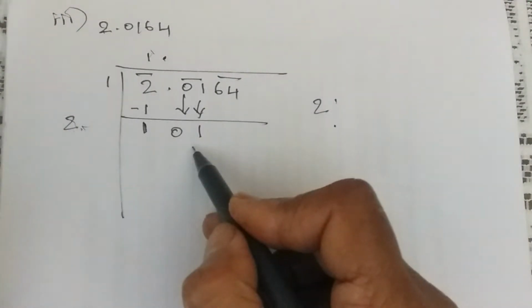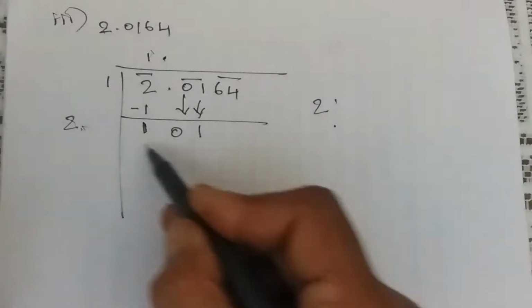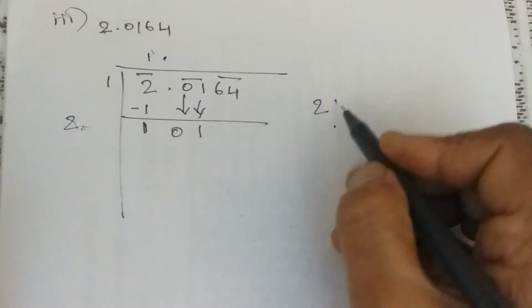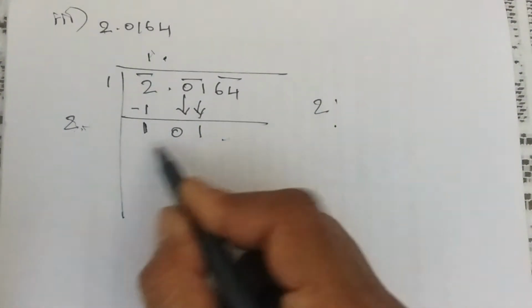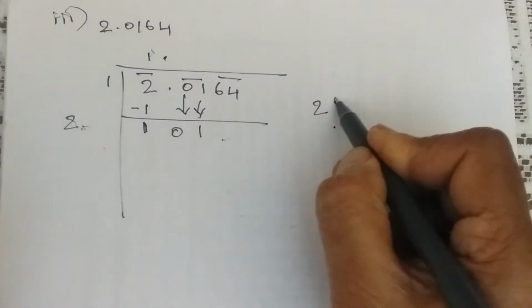See, this is not the last number. We have one more period to bring down, so we won't get the exact number here. So let us try. See, 2 and 101, the difference is too big. So let us try by 4.